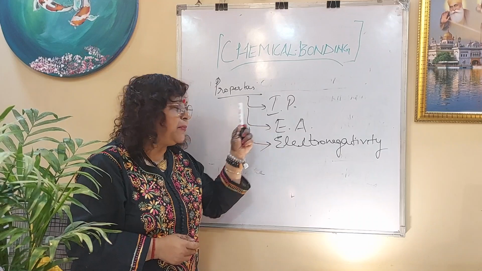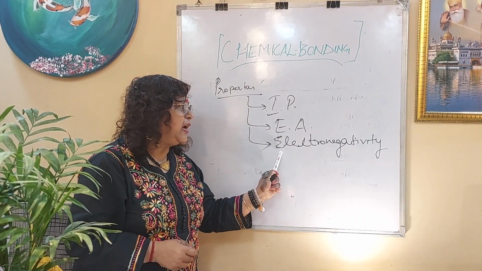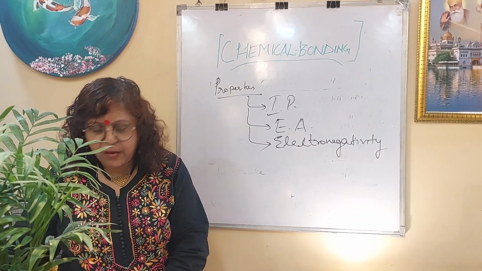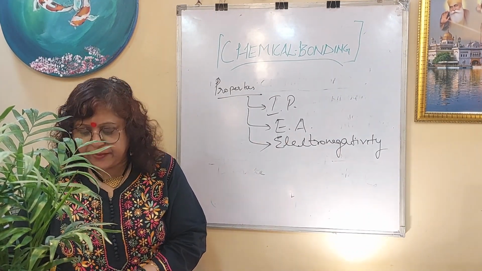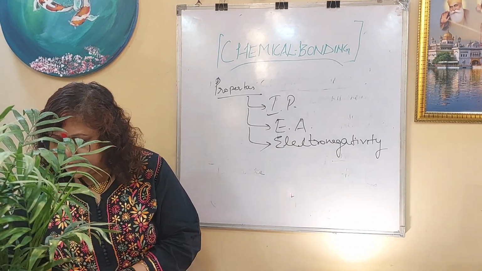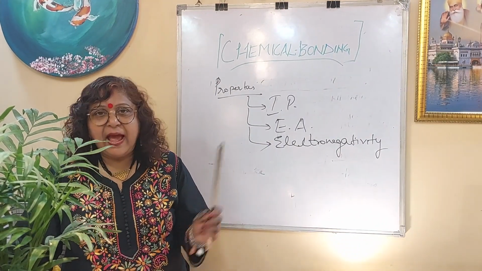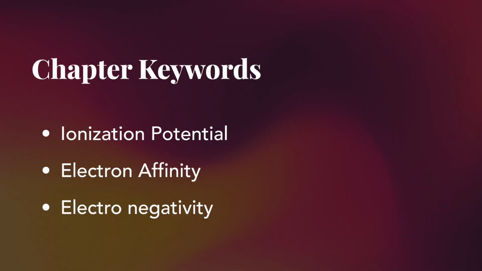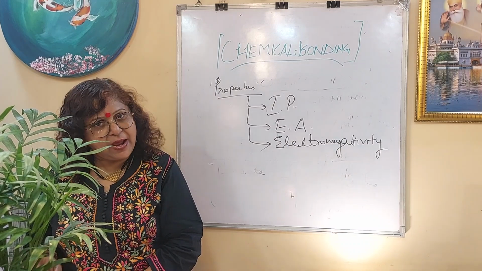The three important terms. I hope you remember the definition of ionization potential, electron affinity and electronegativity. If you want to recapitulate, let me revise the definition. What is ionization potential? The amount of energy required to remove a loosely bound electron from the outermost shell of an isolated gaseous atom is known as ionization potential. Got it? And this leads to the formation of cation. So to form a cation, the metal should have a lower ionization potential. Okay, lower.